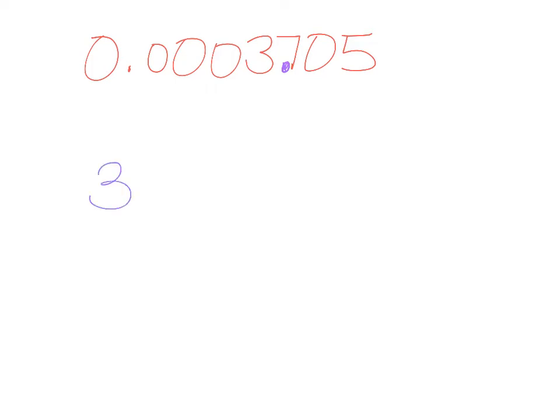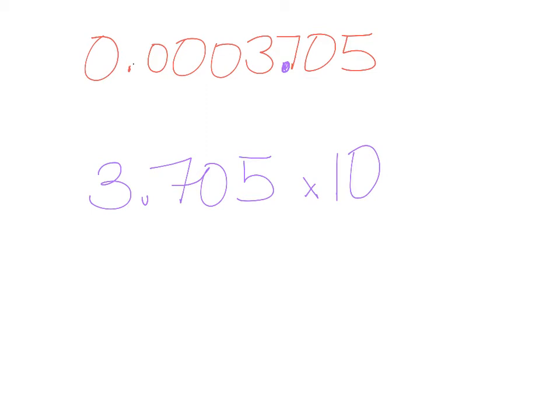So I'm going to write 3.705. Now the reason I'm writing that 0 in there is because that's part of the number. That's not one of your initial zeros or your ending zeros, depending on the number you have. I'm still going to write my times 10, because every time I move the decimal, I'm moving it 1/10 of a place.